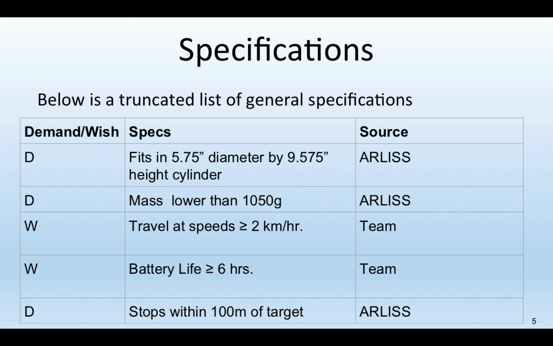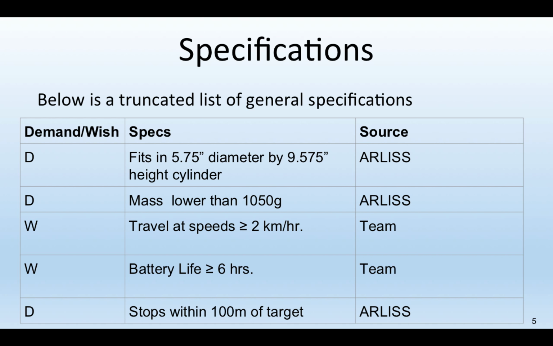The last design tool is a spec sheet, which is a more helpful tool when getting real numbers for what your device has to do. On the left side is a column that says demand and wish, and that shows if it is a demand of what we want or is it a wish. The middle is the actual specification, and the right column is the source from where that specification comes from.